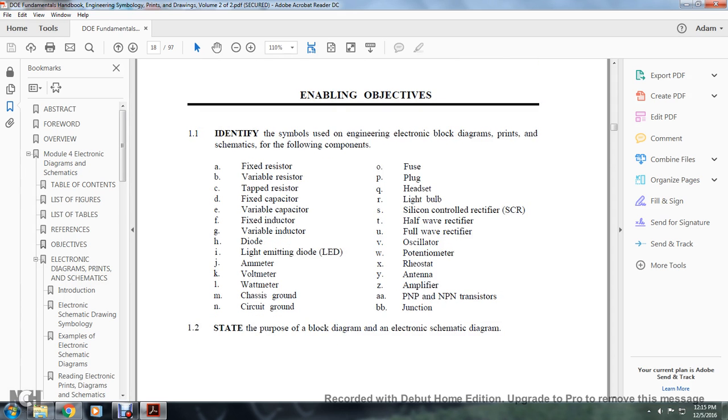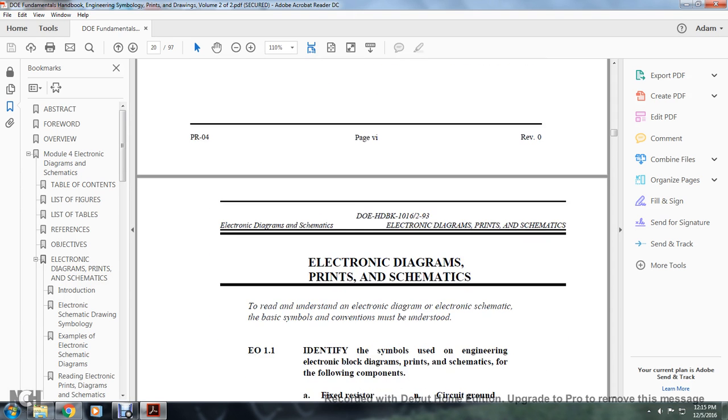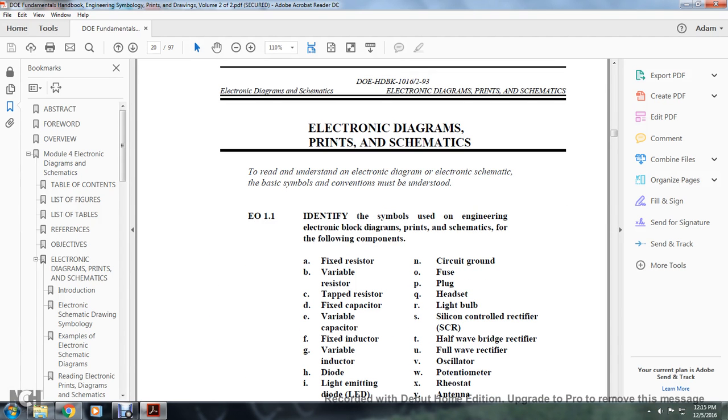State the purpose of the block diagram and electrical schematic diagram. All right, electronic diagrams.